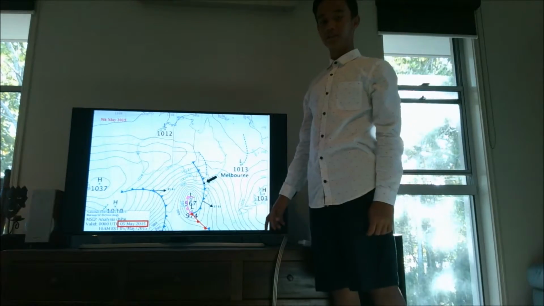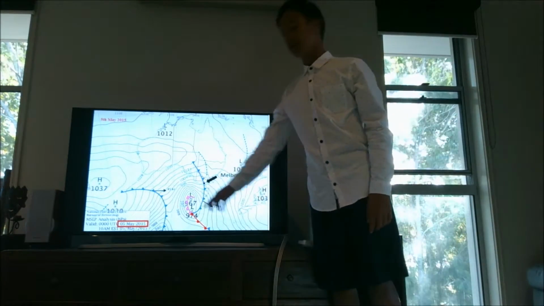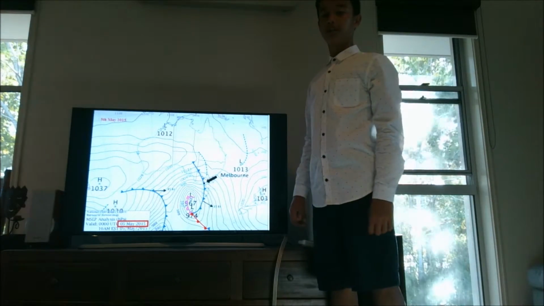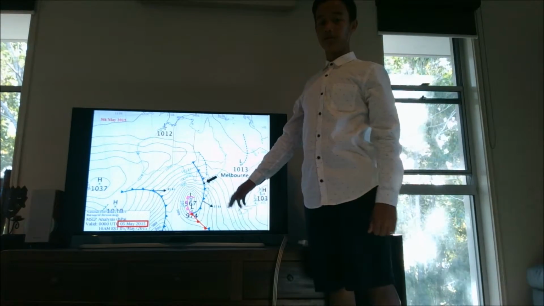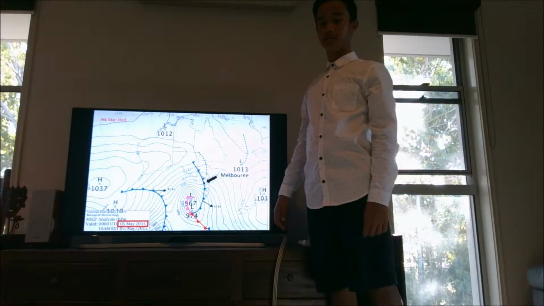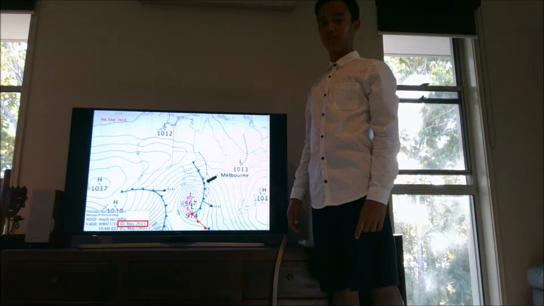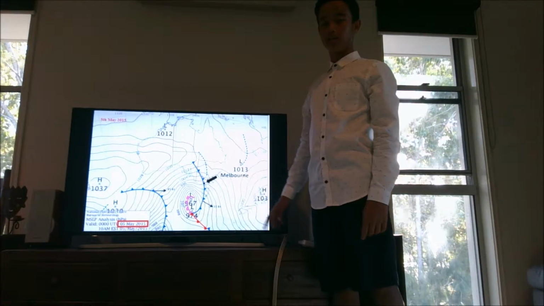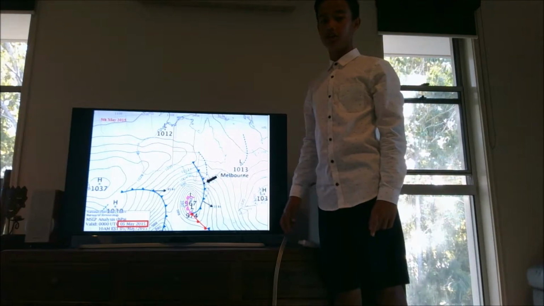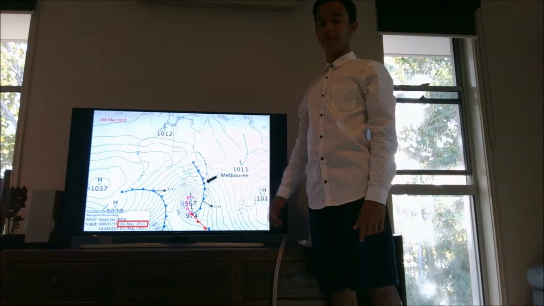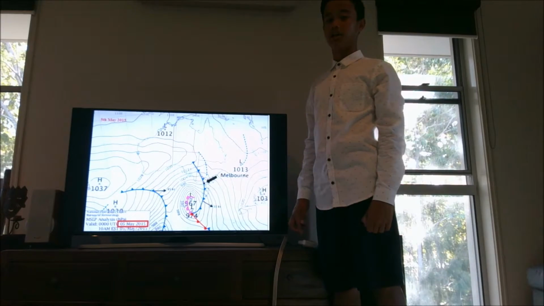Melbourne was being affected by a low pressure system. This, like Hobart, was causing the warm air to rise and condense into cloud. Also, because Melbourne was in a low pressure system, the air was rotating in an anti-clockwise direction. You experienced temperatures ranging from 12 to 18 degrees.